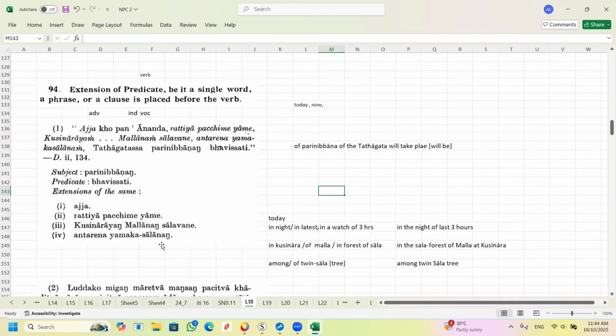What do you see here? Can you see? Subject. This is parinibbanang, prior to nibbana. This is a predicate. Can you see? Look at it here. He says this is a subject. Subject, but it appears like this is an accusative.